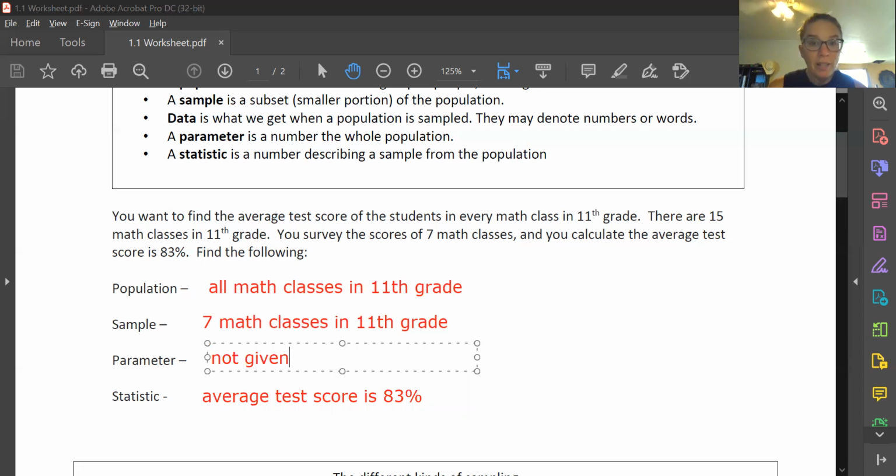If the parameter was given, it would look like this. It would say, you calculate the average test score is 83%, and then there'd be like one more sentence that says, therefore, the average test score of every 11th grader in math class is 72%, or something. Somehow it would give you a number for the population. We don't have to guess it. We don't have to make it up. If it's not given, it's not given.